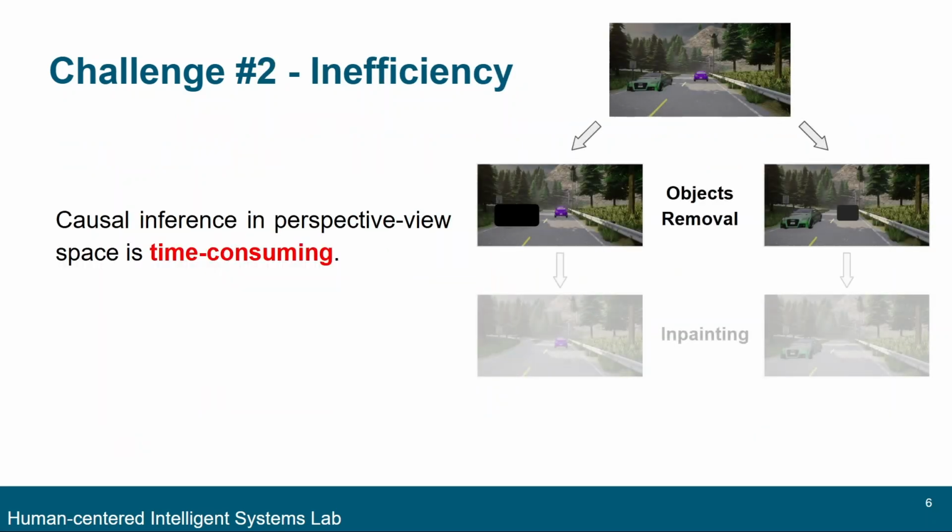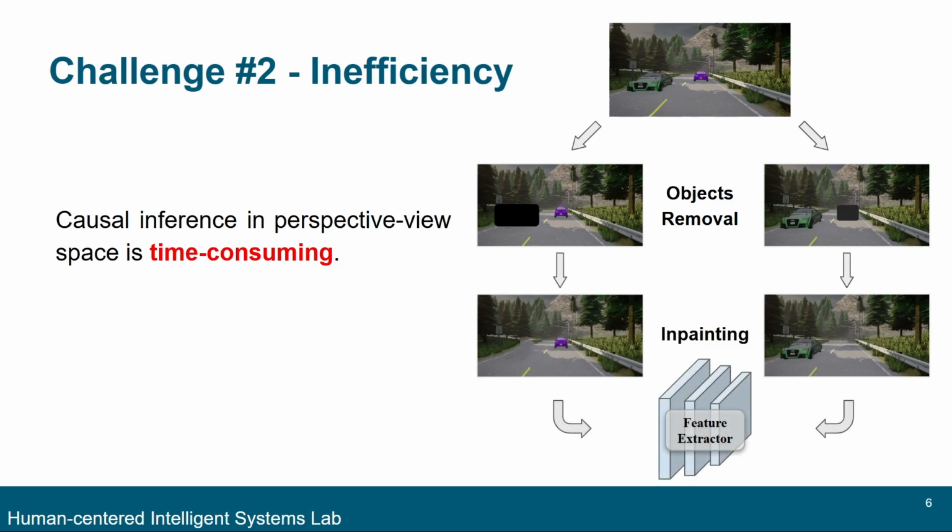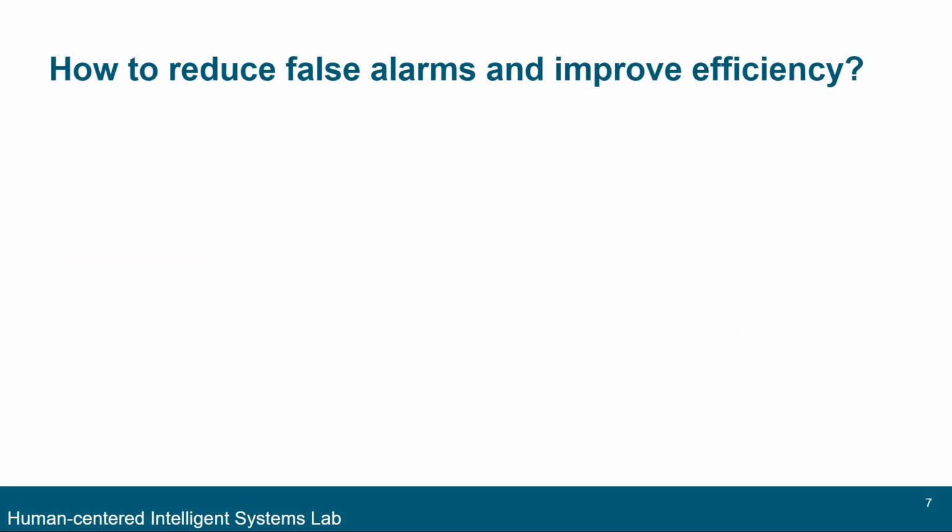These methods face another challenge. The process of performing causal inference with perspective view images is time-consuming. Since they rely on vision-based approaches, the entire causal inference process involves multiple steps: removing objects, inpainting images, and extracting features. These steps render the method impractical for real-world applications, especially in real-time systems, such as autonomous driving systems, where speed and accuracy are crucial. Based on the two challenges mentioned above, the key questions are: how can we reduce false alarms, and how can we improve the efficiency of causal inference?